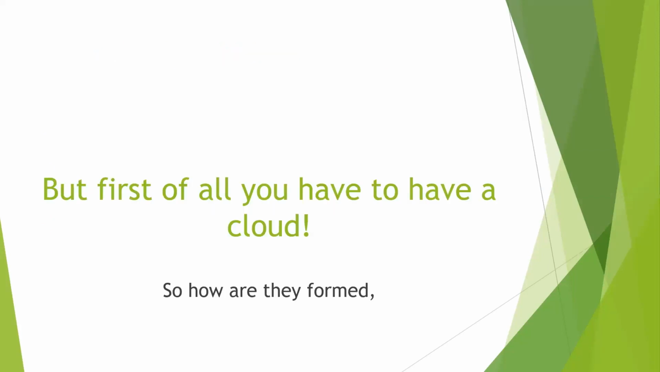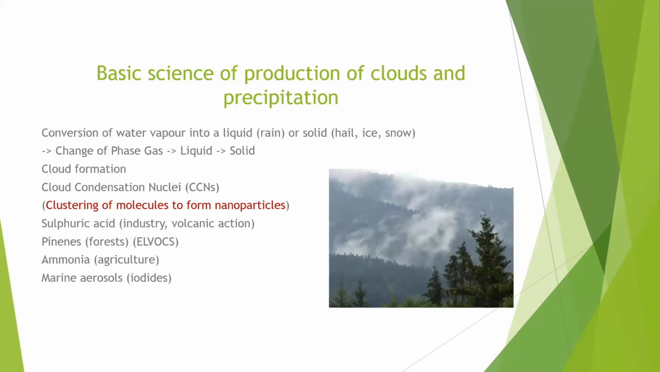One of the things, though, if you're going to do cloud seeding, you have to have a cloud. And that's a very, very interesting question scientifically, because the question is, how are clouds formed? And in fact, if you look at the basic science of the production of clouds and subsequently precipitation, you find yourself in a question that is a really fundamental question in physics and chemistry. And that is the change of phase from a gas into a liquid, and from a liquid into a solid, or from a gas directly into a solid.